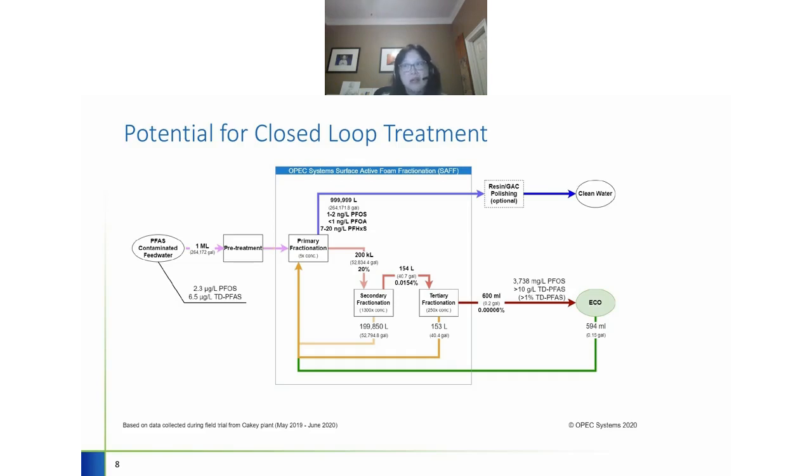You can see the volume actually fed into the ECO system is really tiny compared to the feed water of 1 million liters there. So we are dealing with an extremely high concentration, very low volume waste stream for the destruction units. We also include a closed-loop system to feed that effluent from the ECO back to the primary foam fractionator to treat it again. All right, next slide.